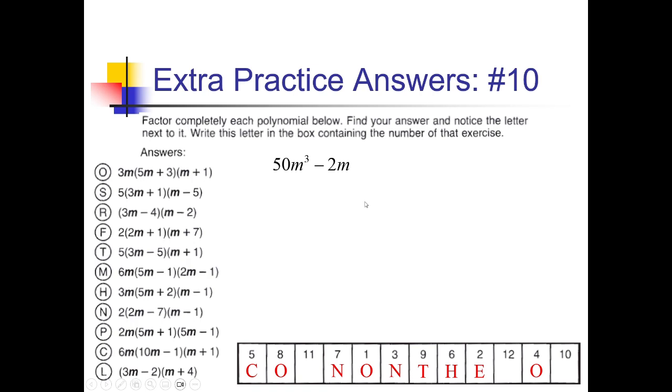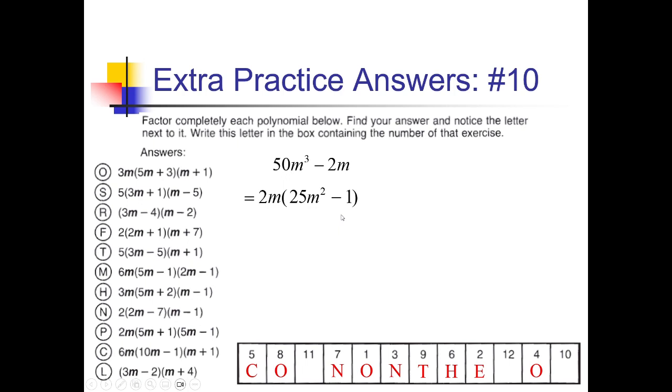This next problem, let me see first if I can take any common factors out of all this. So 50 and 2 are both even, so I can at least take out a 2. And they also both have an m here, so let me take one of those out. 50m cubed divided by 2m, well 50 over 2 is 25. M cubed divided by m is m squared. And then negative 2m divided by 2m, well that's just minus 1.